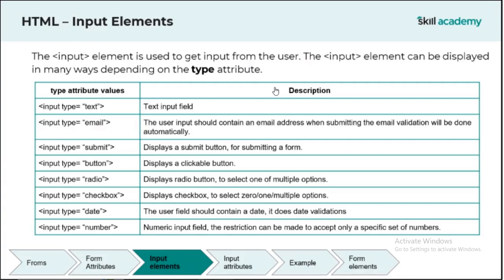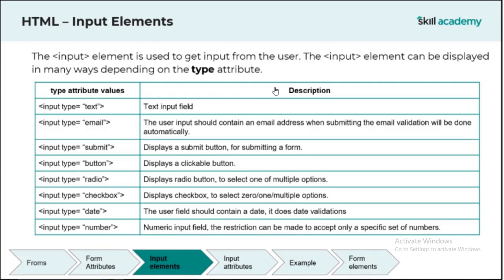Now if you are going to receive the date of birth information from your user, you can use input type is equal to date. And if you are getting the contact number, then you can use input type is equal to number. आपको age की information user से चाहिए, so we can use input type is equal to number. It will guarantee that it will accept only a specific set of numbers. So these are the input elements which we will be learning very soon using a practical approach.